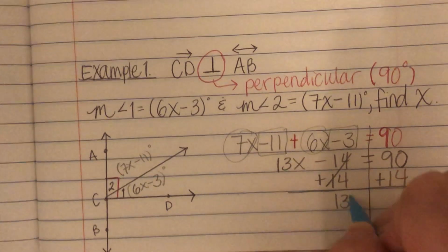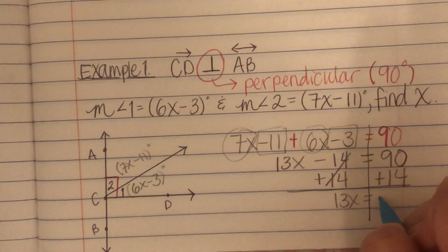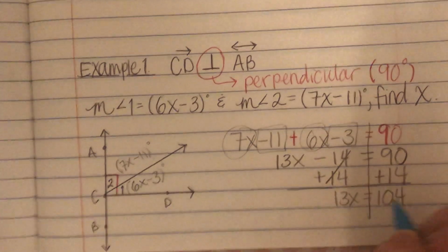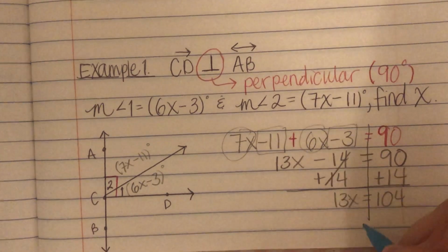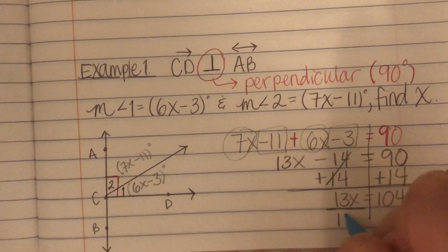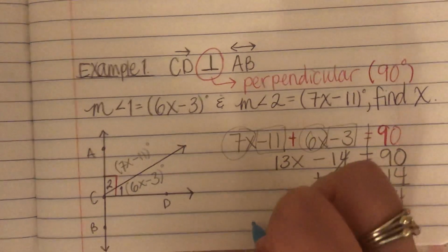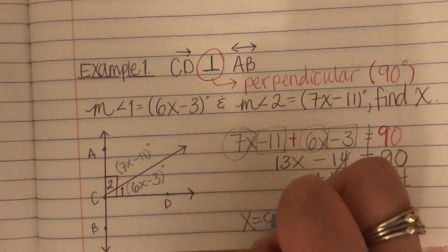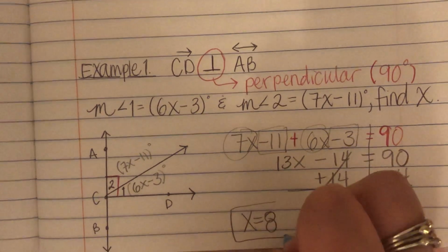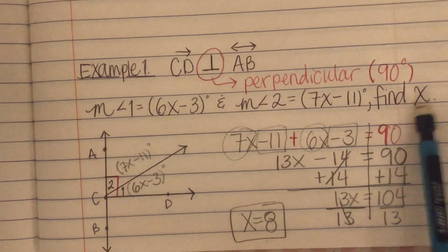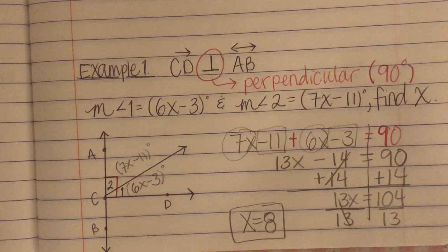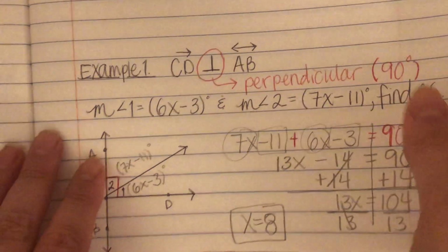Bring down my 13x. 90 plus 14 is 104. My sneaky multiplication is there. Divide by 13, divide by 13. X equals 8. And that was it. That's all I asked you to do. Find X. All right. One last example.